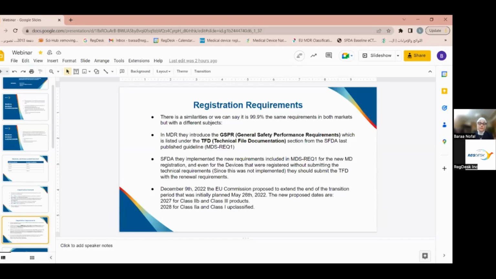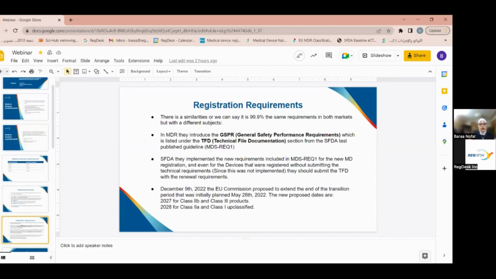So Saudi FDA implemented the new requirements included in MDS-REQ 1, which I already talked about: the technical file documentation and the safety concerns or the risk management plan. They need to be submitted for new medical device registration. And even for the devices that are already registered, at renewal they request the manufacturers to submit the technical file, because they need all the devices to submit their technical file.